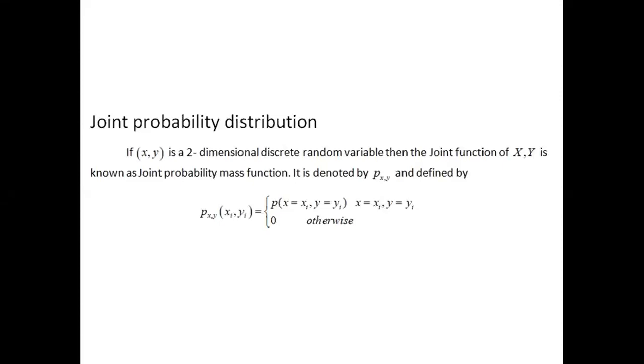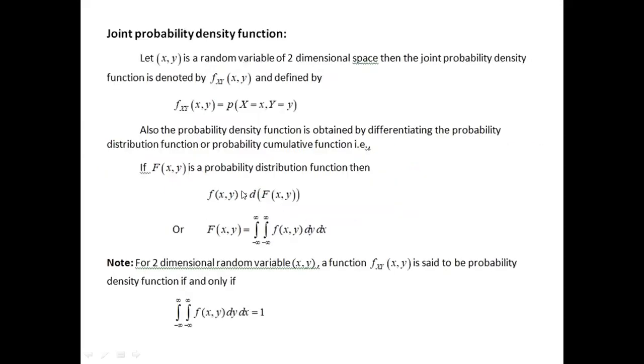It is defined by p(x, y) equals the probability that X equals xi and Y equals yi, where xi is an element of the X random variable and yi is an element of the Y random variable. Otherwise the function is zero. So this is the joint probability distribution function.